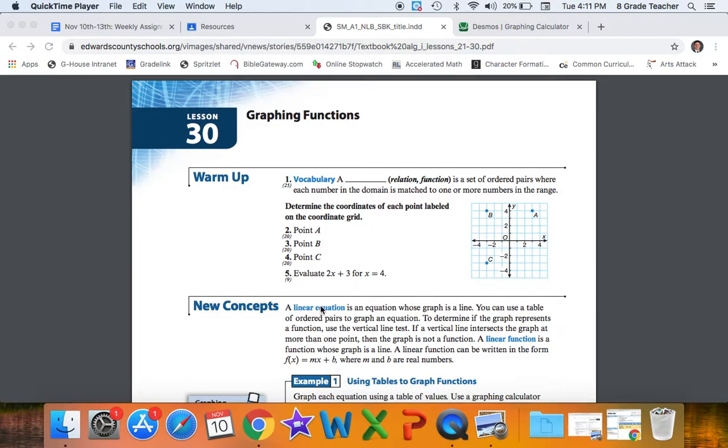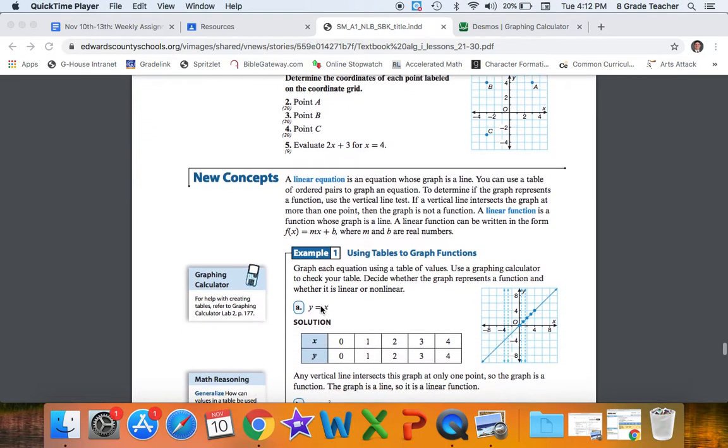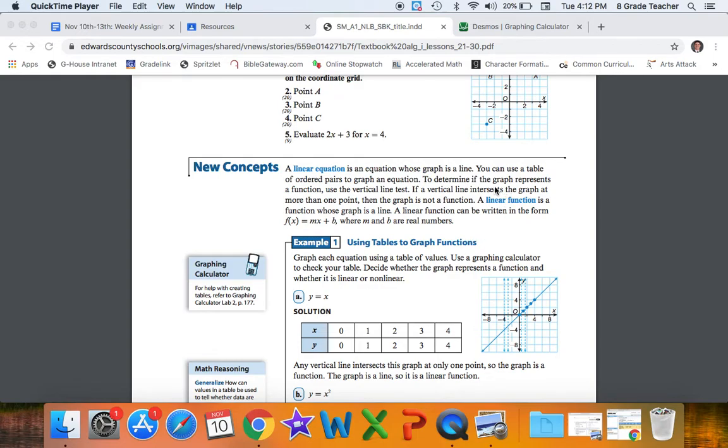So a linear equation is an equation whose graph is a line, and it's a function if it passes the vertical line test. Remember, we learned about the vertical line test, in which if you draw a vertical line anywhere on the graph, if it intersects the line itself one time, it's a linear function. If it doesn't, it's not a linear function. So here in example 1, it says use a table to graph functions.